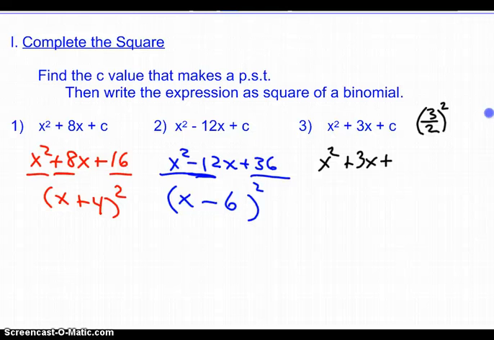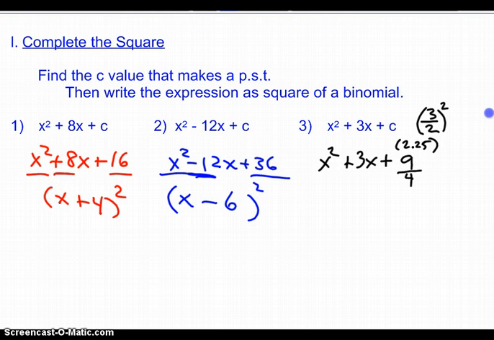What is 3 halves times 3 halves? 3 times 3? 9. 2 times 2? So you could call that 9/4. What is 9/4 as a decimal? 2.25. You could call it that if you want. Your book tends to leave it as a decimal. So they would call this 2.25.